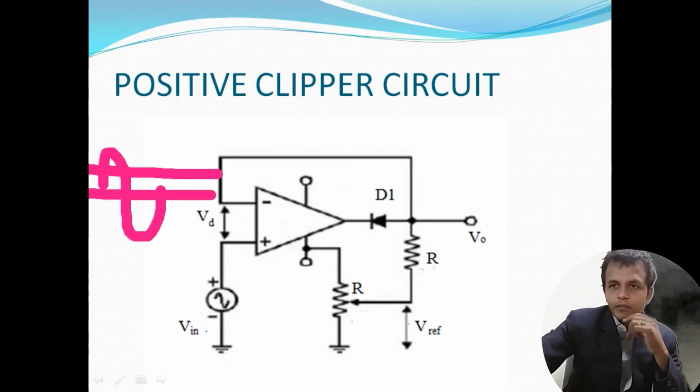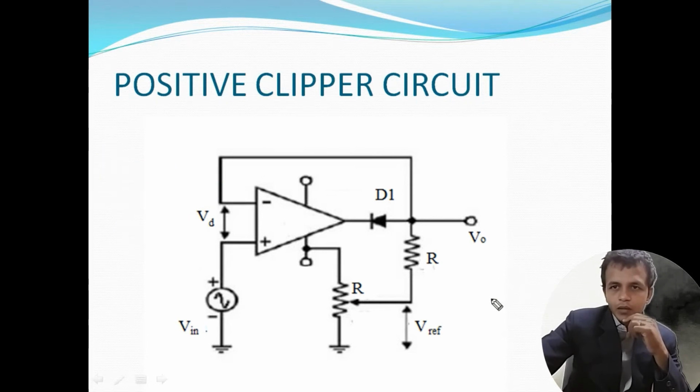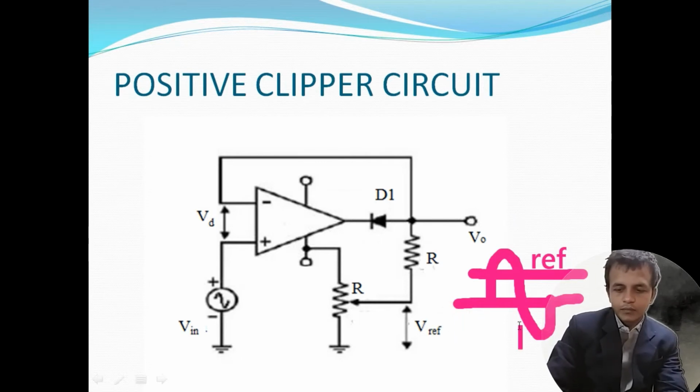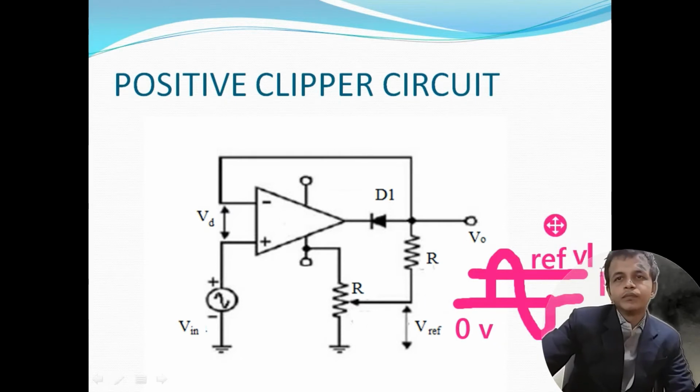Once again, let me make this portion within the frame. Okay, so this is the input signal, and let this be the reference voltage, and this is the 0 amplitude level, right? This is the reference voltage. And this is the 0 amplitude level. So what happens?